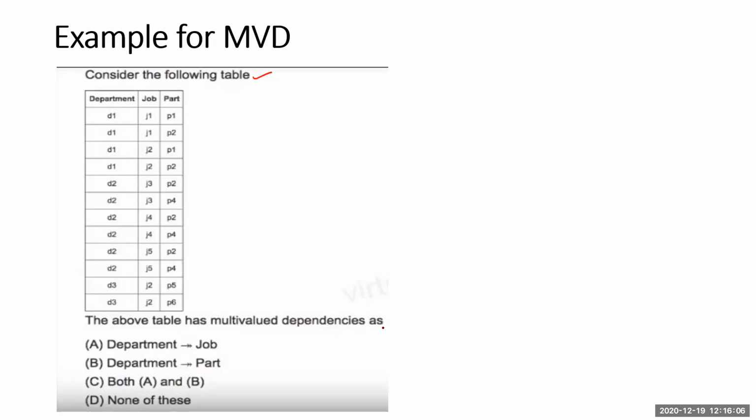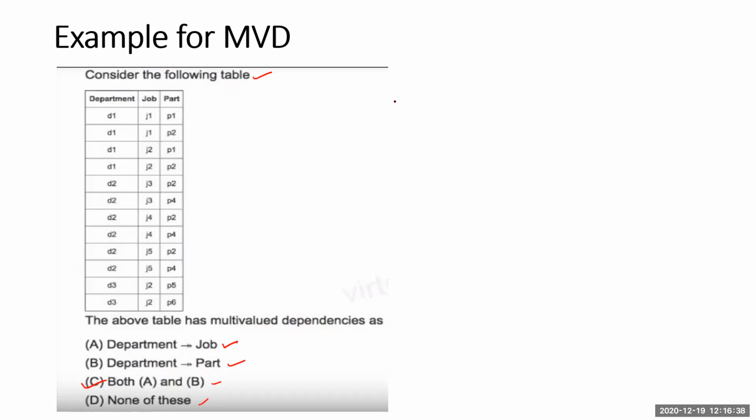The above table has multivalued dependency as: department multi-determines job, department multi-determines part, both A and B, or none of this. I just have to pick. According to our definition, the answer should be C, right? So how do you think it is multi-determines? There are two ways. One simple way is if you have understood the multivalued dependency concept, then it is very easy.